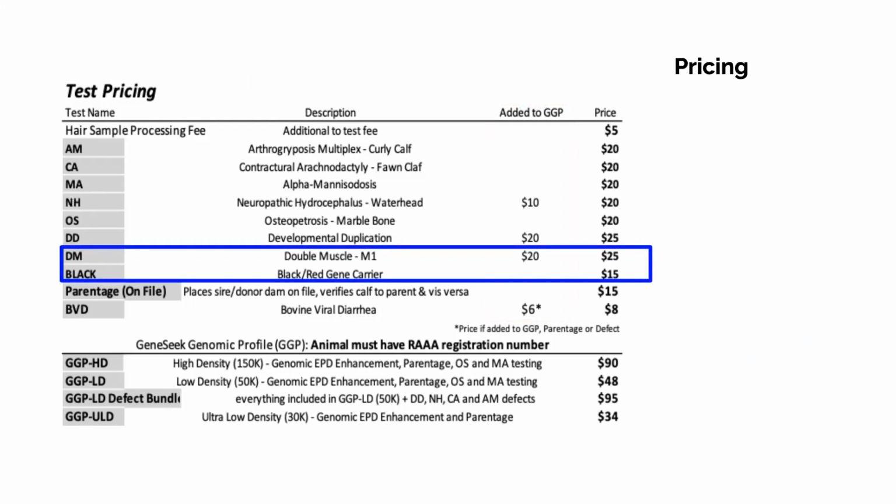You're also going to see 2 new tests on the sheet. That's going to be the double muscling, you'll see that there, and then the black-red gene carrier as well.